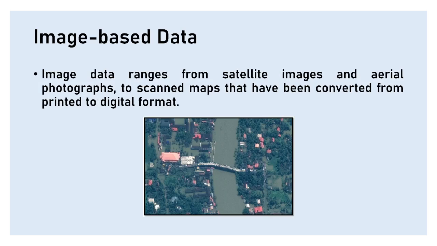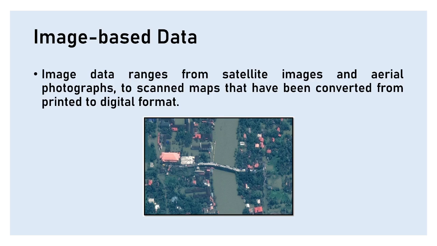Next topic that was discussed was the image-based data. Image data ranges from satellite images and aerial photographs to scanned maps that have been converted from printed to digital format. This is also something that all of us are familiar with, although we might not know the classification, right? If you go to a place that you are completely unaware of, the first thing we'll do is take the Google Map or Google Earth image to get an idea of the area.